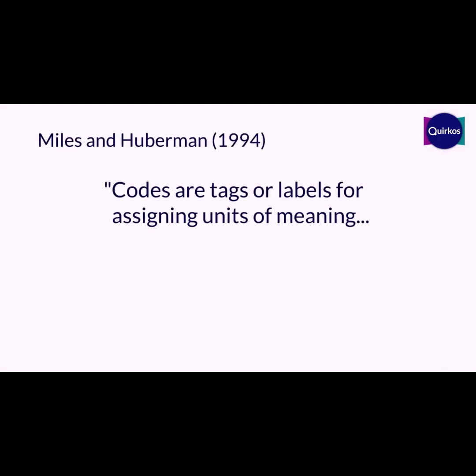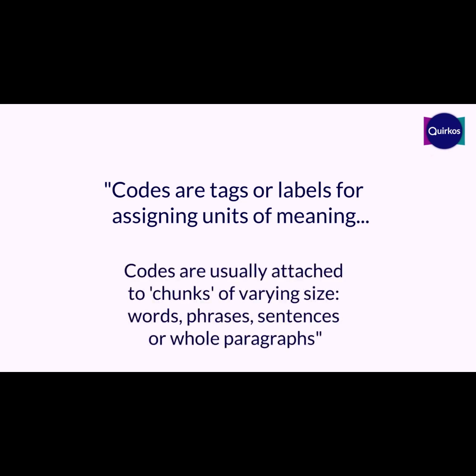What is coding of qualitative data? Well, coding is a method used to analyze data by identifying themes or codes that appear in our qualitative data and then assigning sections of data to those codes. Miles and Huberman state that codes are tags or labels for assigning units of meaning. Codes are usually attached to chunks of varying size. Those might be words, phrases, sentences, or even whole paragraphs.